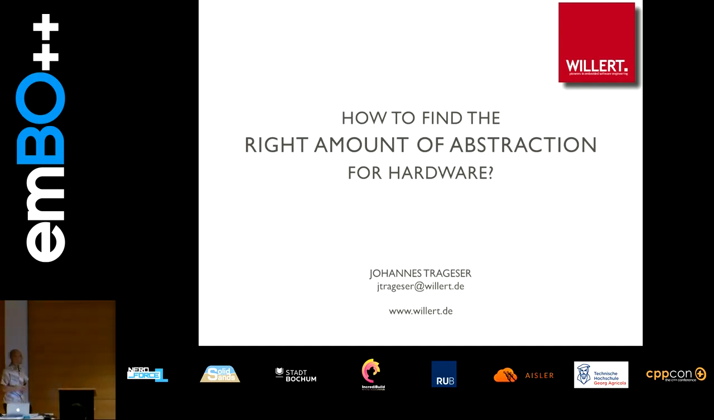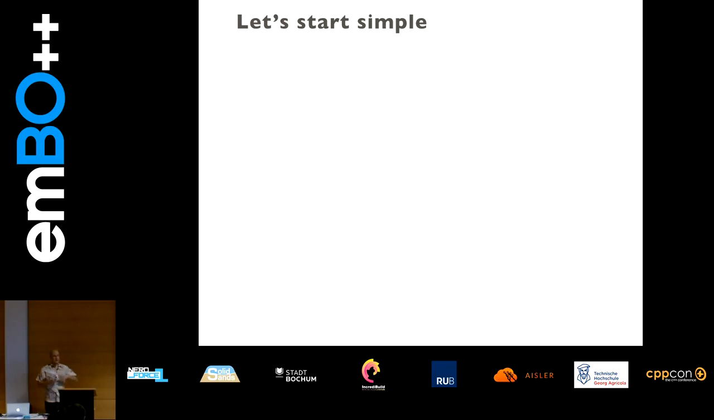So today I will talk about the right amount of abstraction for hardware. So what does it mean? Basically, I try to start very simple with just a simple blinky, because in my opinion, even in a simple blinky, it's not really clear what is a good way to abstract hardware in C++. In C you have many approaches to do that, and in C++ you have even many more possibilities. And in my opinion, it's not well researched what's the best option to do something like that.